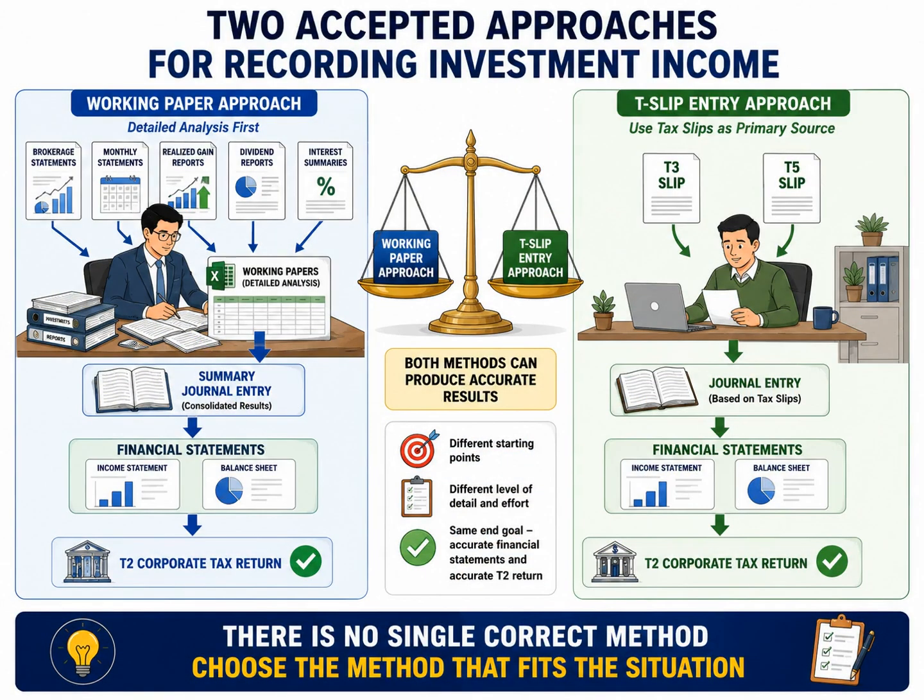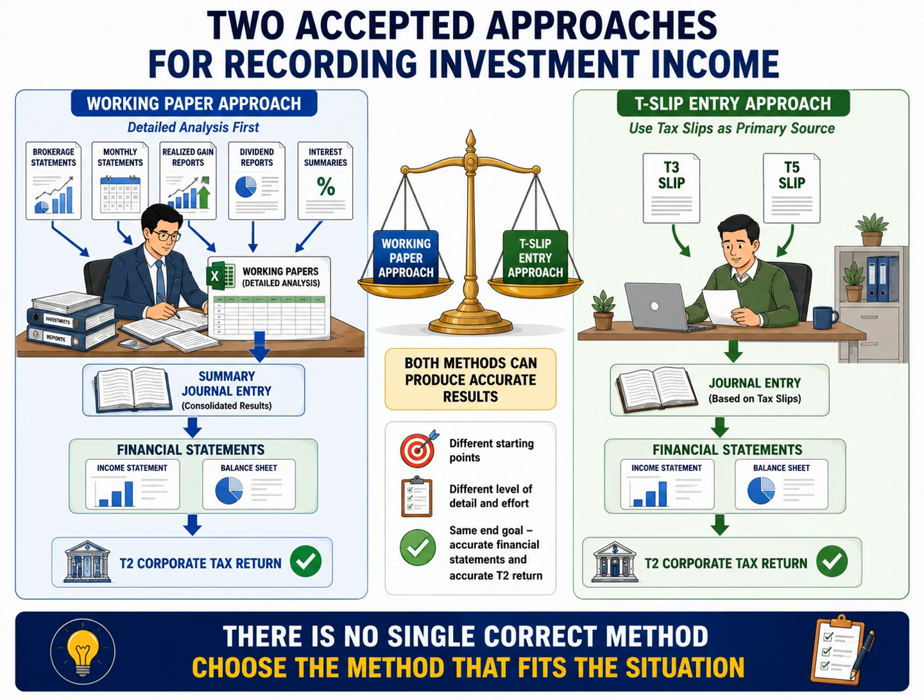One of the first questions new tax preparers ask when dealing with corporate investment income is, what is the correct way to enter investment income transactions into the accounting records? The answer may be surprising. In practice, there is often more than one acceptable method. As long as the accounting records are accurate, the financial statements are reliable, and the T2 return is prepared correctly, different approaches can be used.